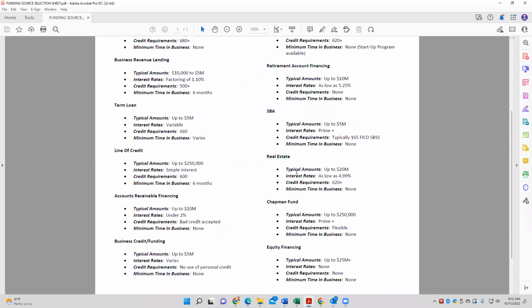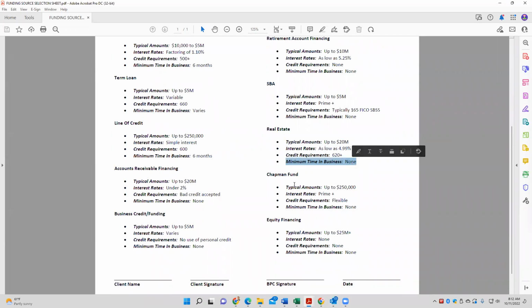But regardless, on real estate, I guess theoretically there is no cap amount, but it's tougher once we get above $20 million for real estate financing. Very reasonable interest rates, very reasonable credit requirements, and there is no minimum time in business.